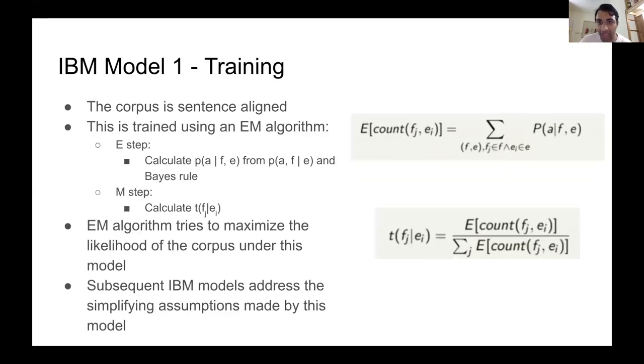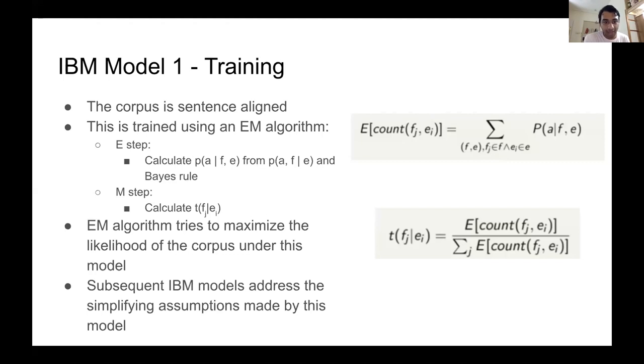So how do you pick the alignments that are used? They use an EM algorithm. The idea is basically that you base it entirely on the counts of how the French and English tokens occur in correspondence.